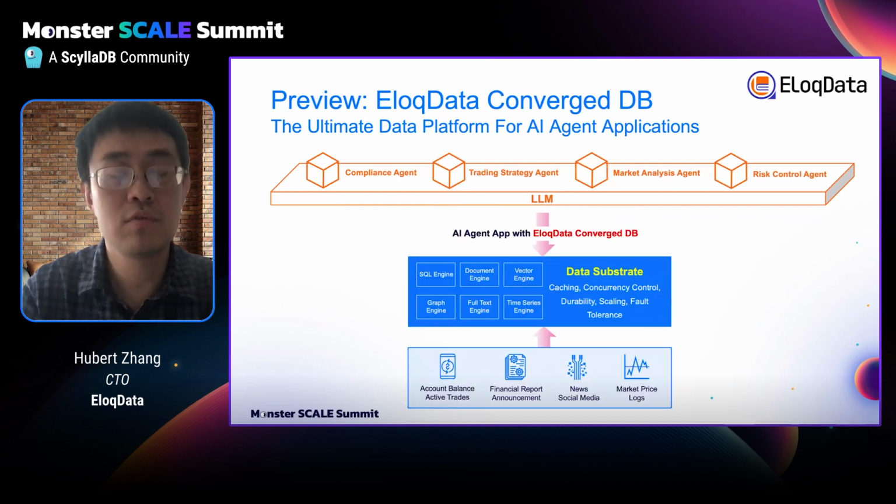So how to solve the issue? Here is our vision. We propose our ConvergeDB solution, a unified database powered by the data substrate. It integrates multiple data models and enables cross-model transactions. It also supports standard APIs for users to quickly migrate their applications. ConvergeDB also reduces the number of databases to manage, which is very cost-effective.